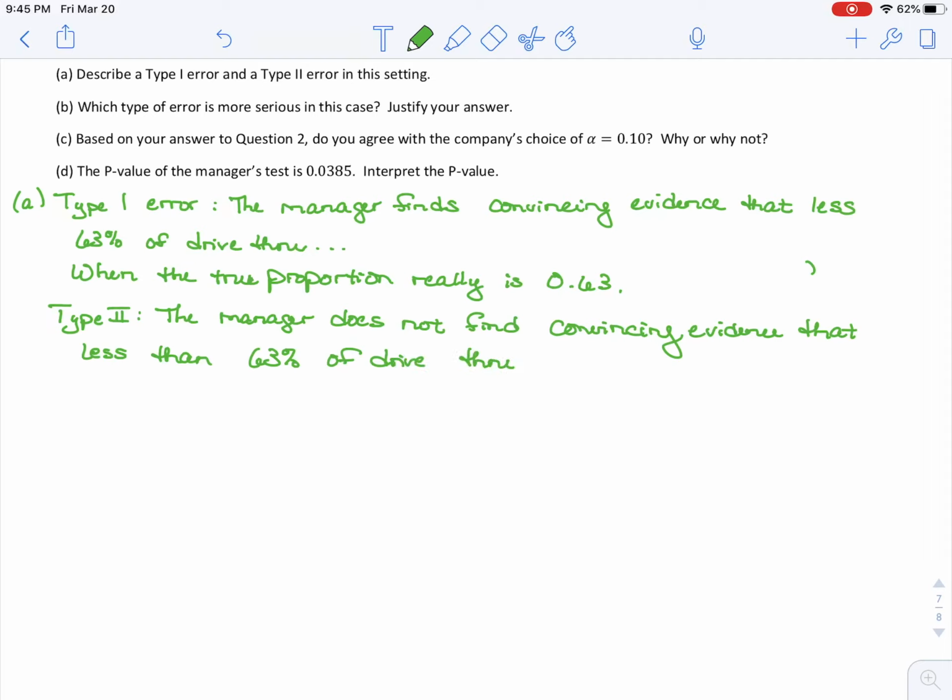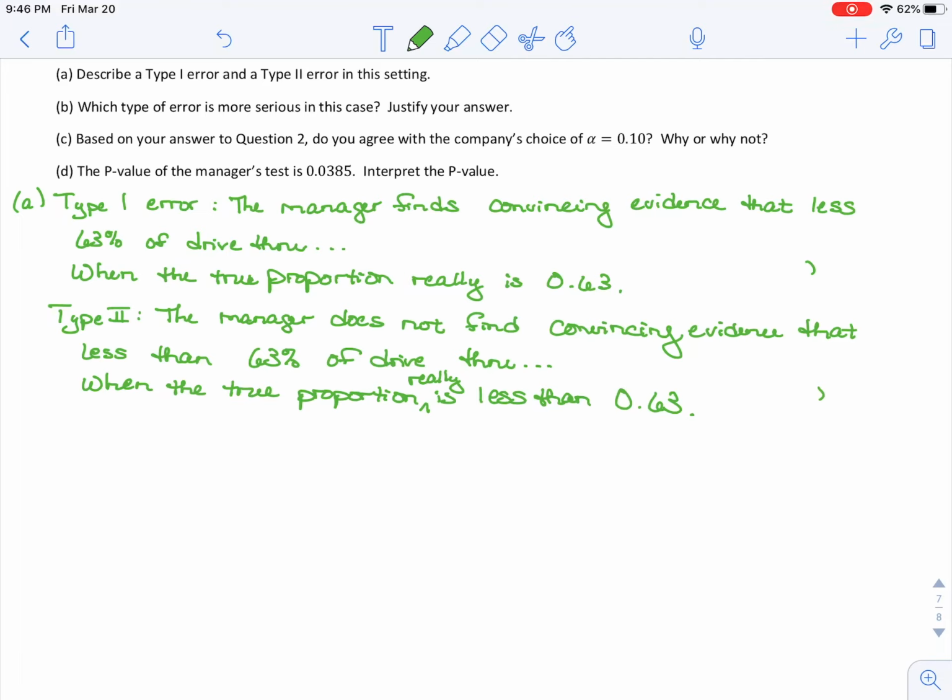So they may have had some evidence for it. It wasn't convincing evidence that less than 63% of drive-through wait times are longer than 2 minutes. But again, that's the wrong decision. The true proportion was really less than 63. So we failed to reject the null hypothesis, so we still think it's true. It really is less than. So we're left still thinking that the null hypothesis is true, and it's not, it's actually less than.